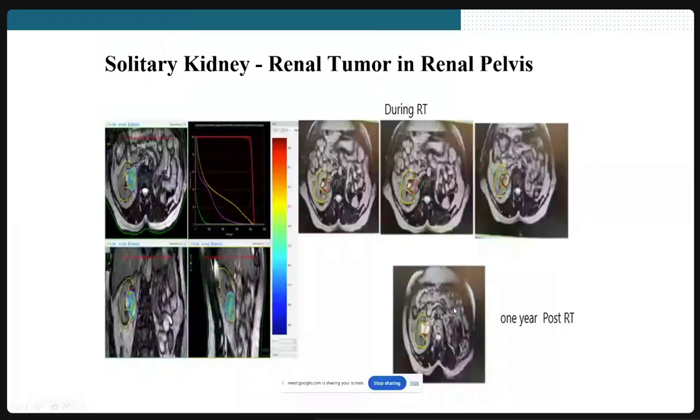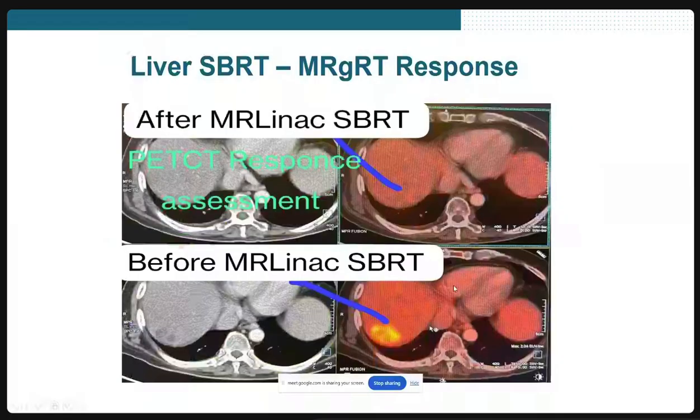This is another clinical result of our own patient, before treatment and after treatment. The response is so good in the area where we treated.